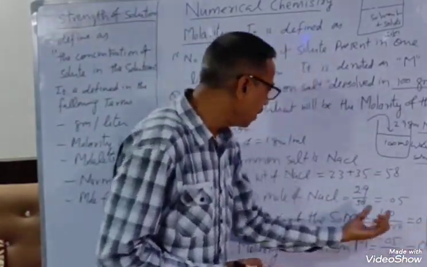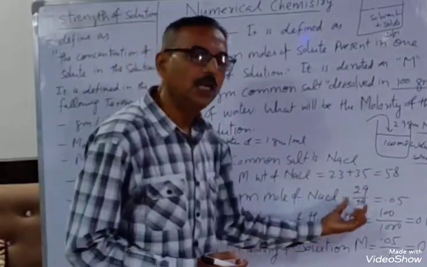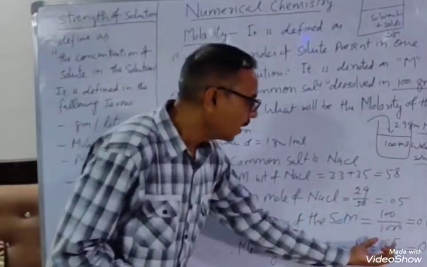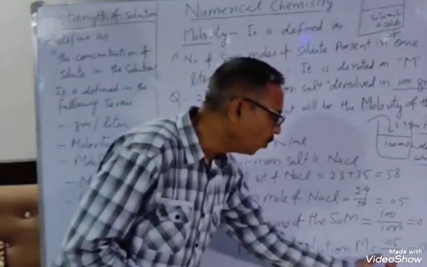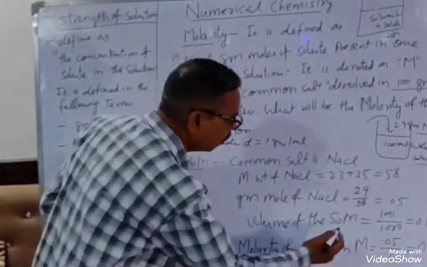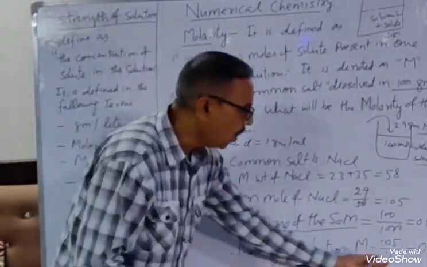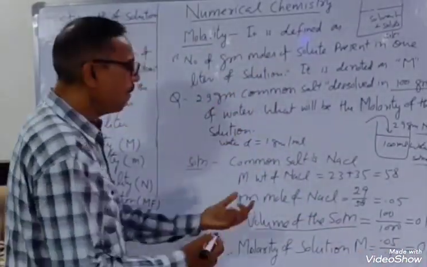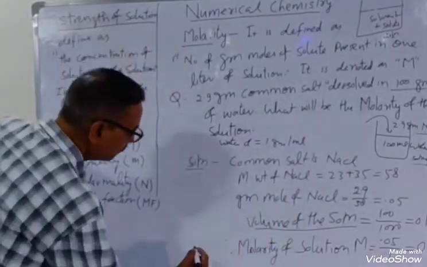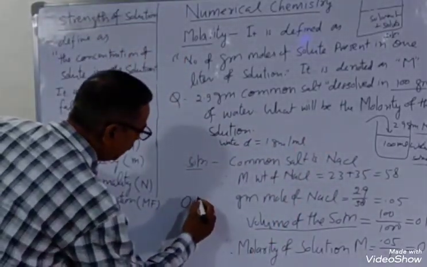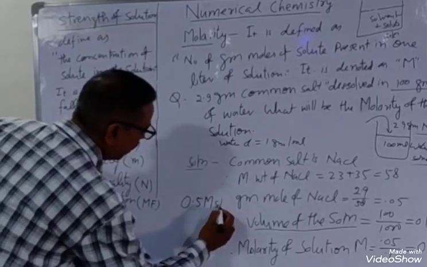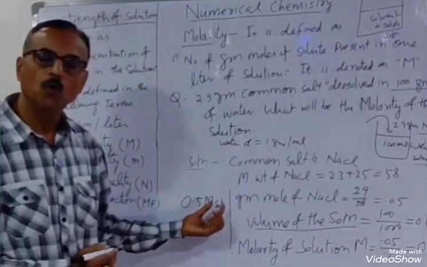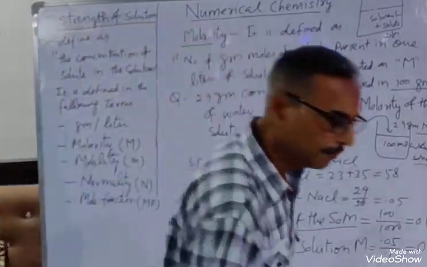Now the solution is 0.1 liter, and gram moles of NaCl dissolved is 0.05. Therefore, molarity of the solution is gram moles of solute divided by volume of the solution. This is very important: volume of the solution. So 0.05 divided by 0.1, that is 0.5. So the molarity will be 0.5 and it is written as 0.5 M solution. It stands for molarity is 0.5.